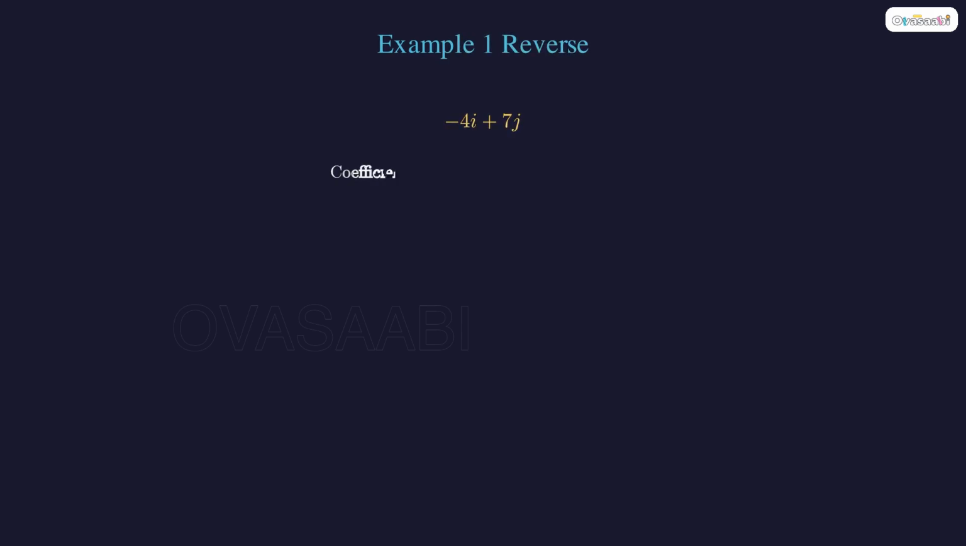Example 1, reverse. Convert -4i + 7j to coordinate form. The coefficient of i is -4, the coefficient of j is 7. Answer: coordinate (-4, 7).